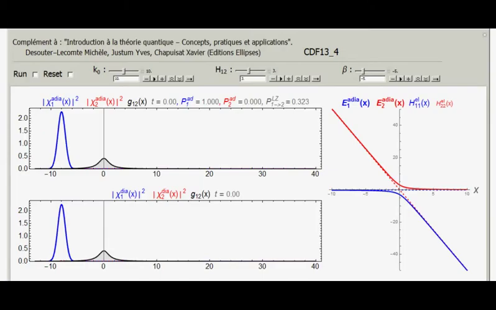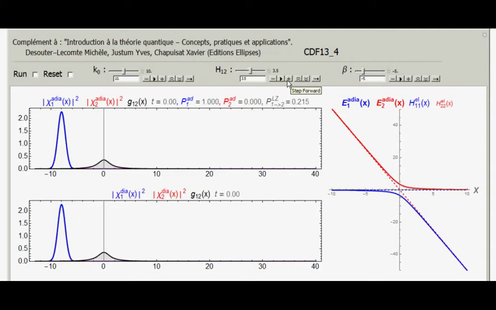We will observe the influence of the coupling between the electronic states on the dynamics of the nuclei. In this CDF, we find again the Landau-Zener model with the diabatic electronic potential energy curves in dashed lines and the adiabatic ones in full lines. We may modify the slope of one of the diabatic curves with the button beta, for instance, like this, and we may modify the coupling between the two diabatic functions with the button H12, like this.